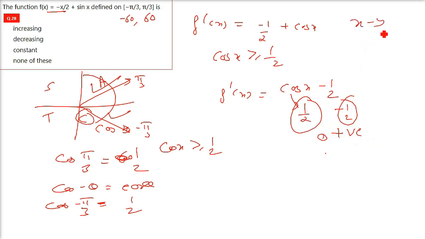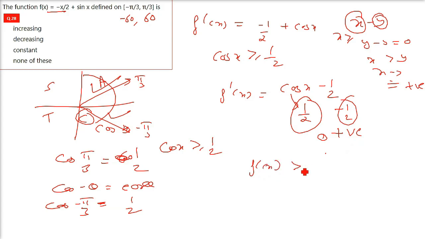I am saying x minus y. X is always greater than y. So you will always get a value which is positive, or the least possibility is 0. So it will always be positive. So f dash x will always be greater than or equal to 0, which means this function is increasing in this interval of negative pi by 3 and pi by 3.